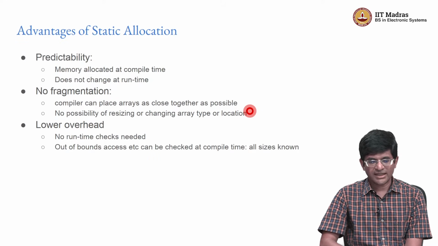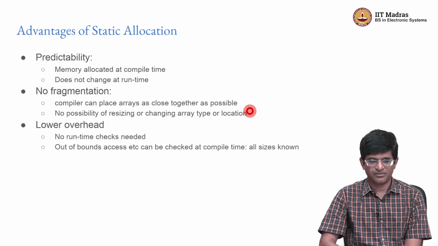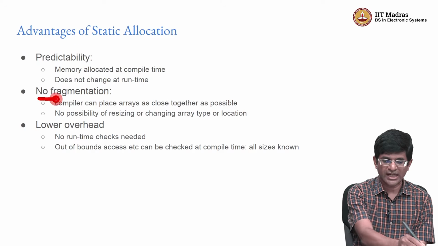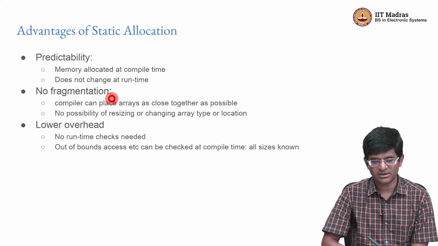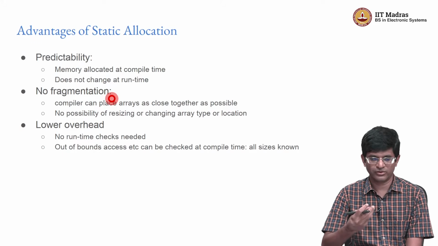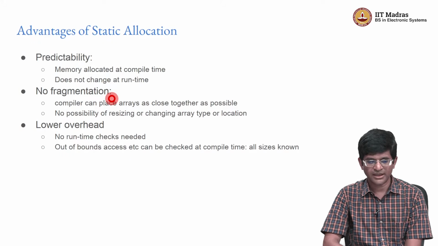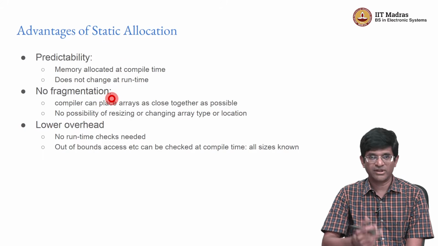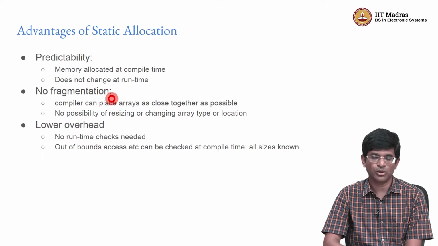So the advantage of static allocation is predictability. All the memory that you need is just allocated at compile time and does not change at runtime, right? This in turn leads to something where we don't have fragmentation. Now, what is fragmentation? We'll get to that in a moment. So just hold off for understanding what fragmentation is until we look at that example, right? But not having fragmentation, and presumably fragmentation is a bad thing, otherwise I wouldn't be talking about it this way.